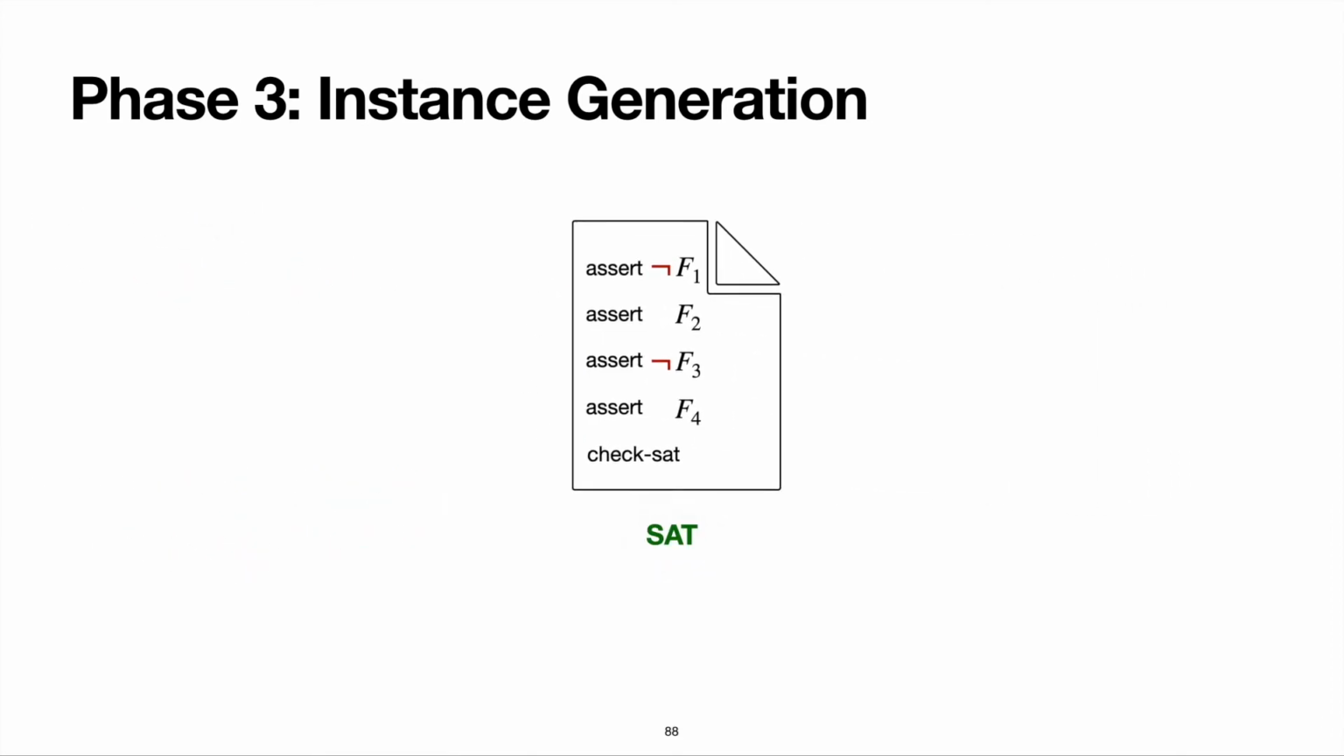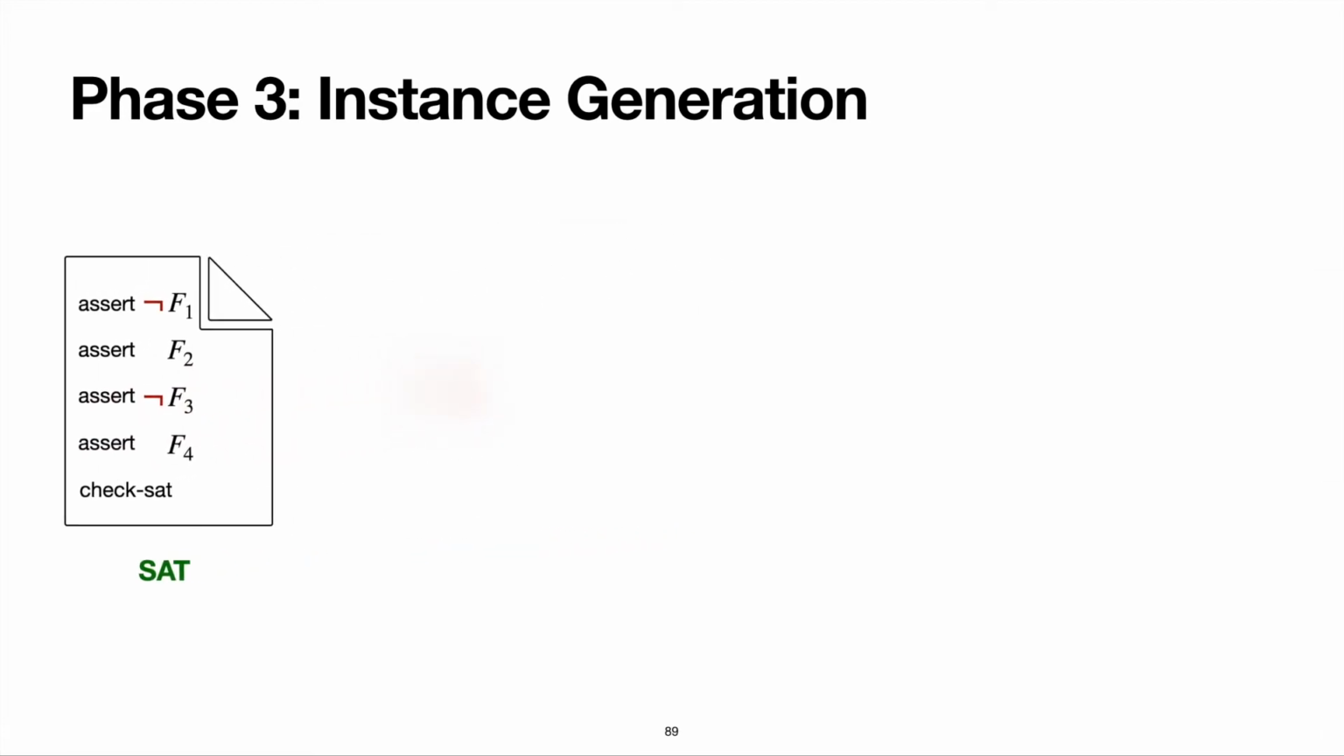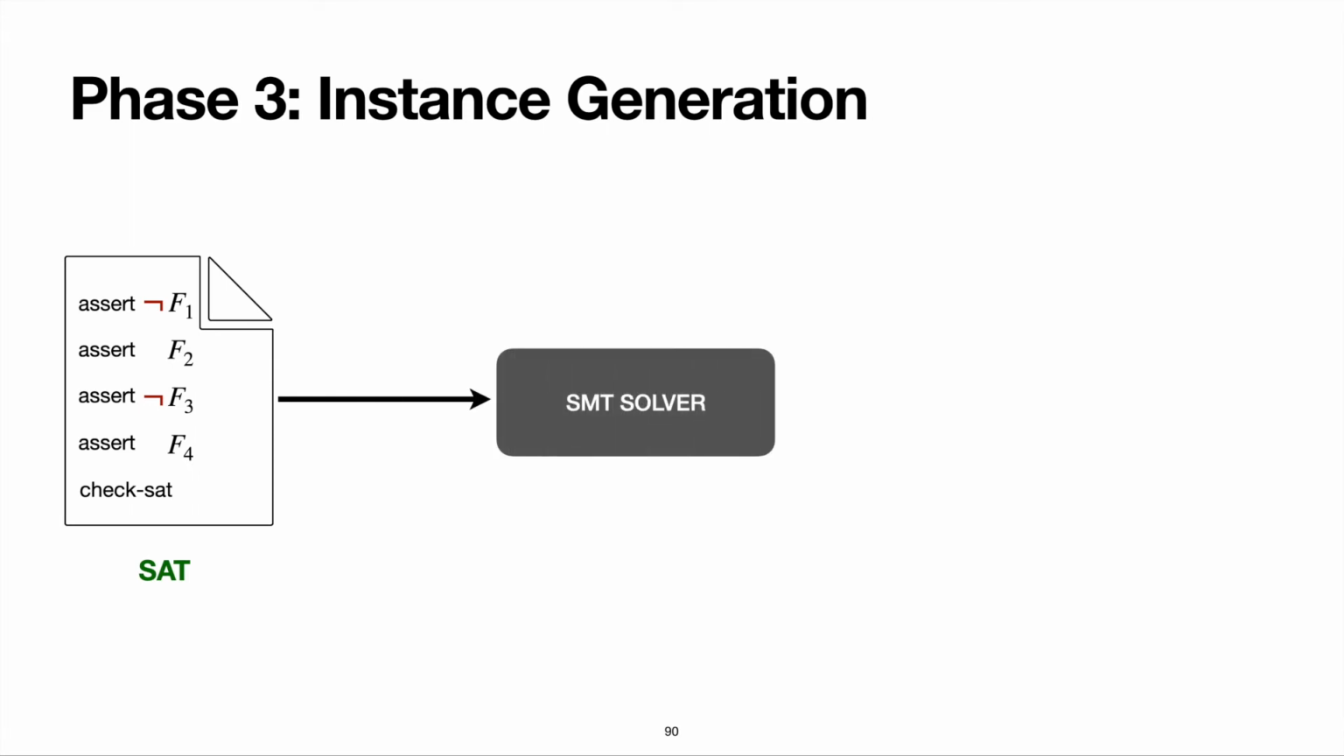This SMT instance is satisfiable by construction. This is because all the formulas that are now asserted in this instance are true on random values we selected in phase 1. Hence, we know that there exists at least one assignment to all the variables in all the formulas in this instance, which makes this instance satisfiable. If we now feed this instance to an SMT solver and the solver returns unsat, then we found a critical bug.